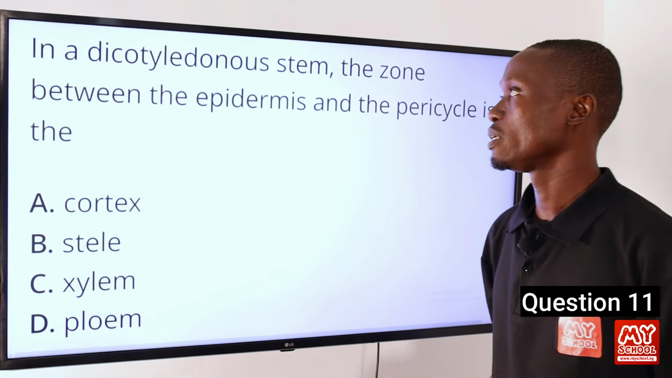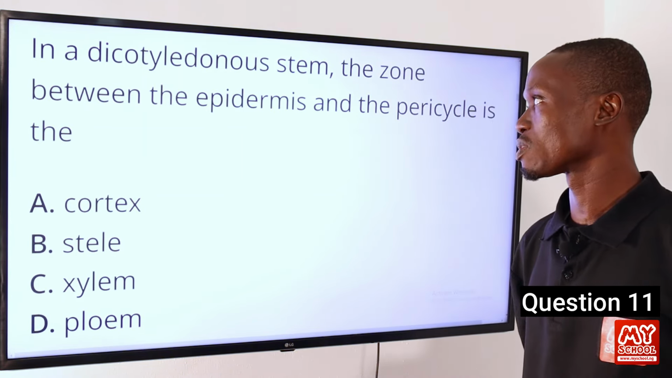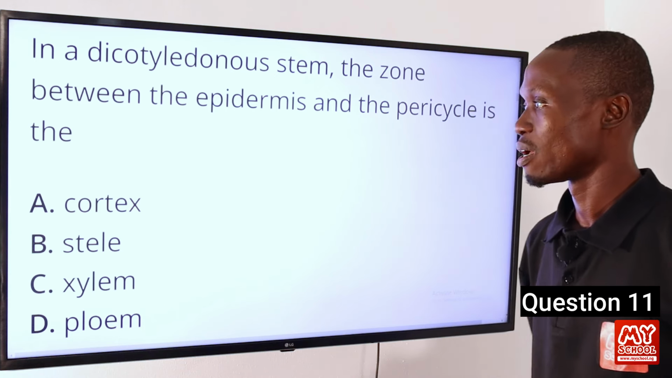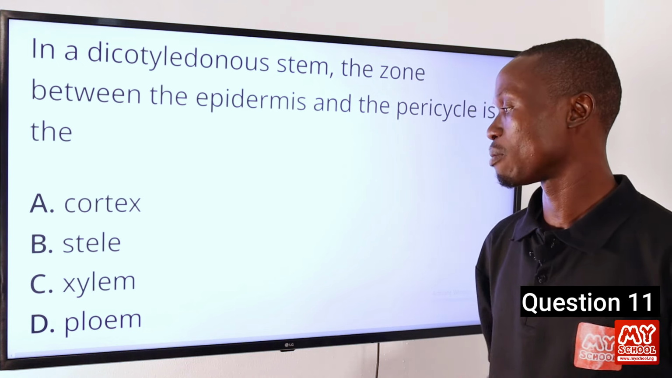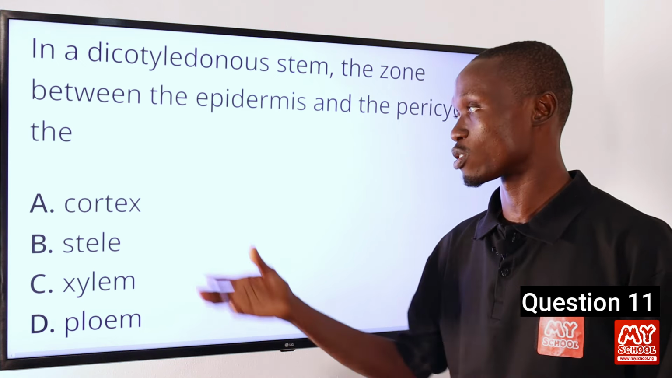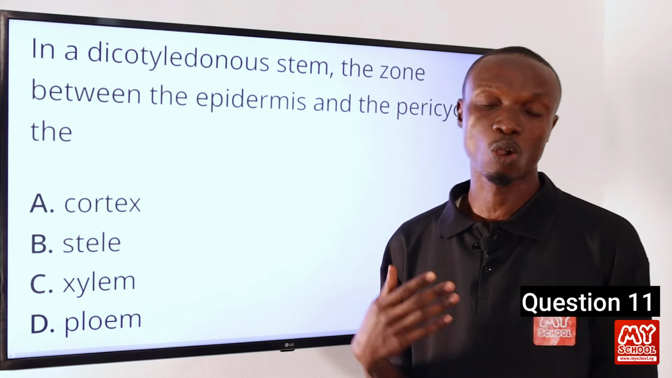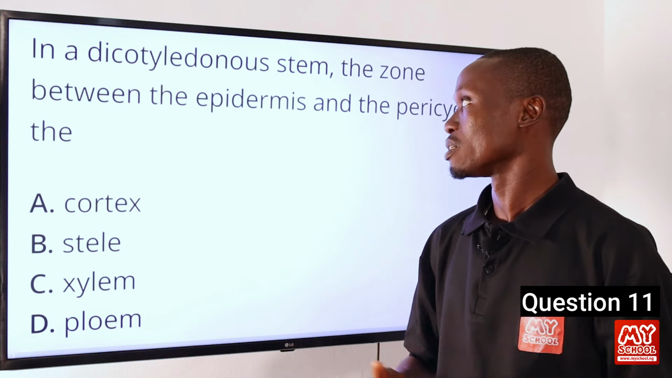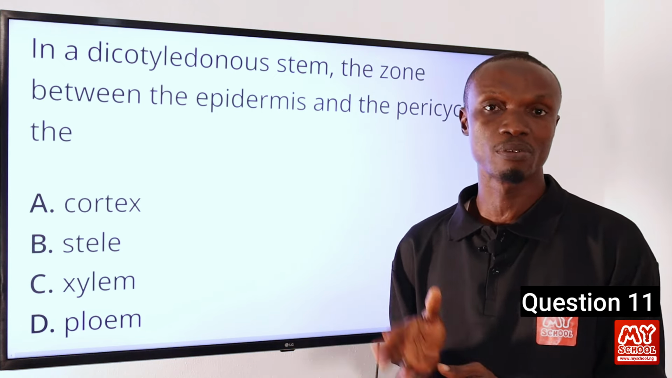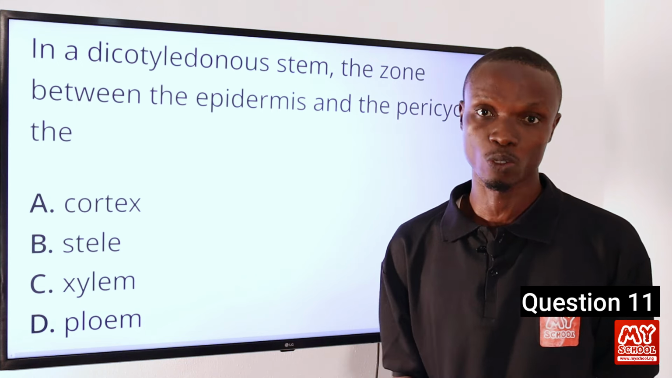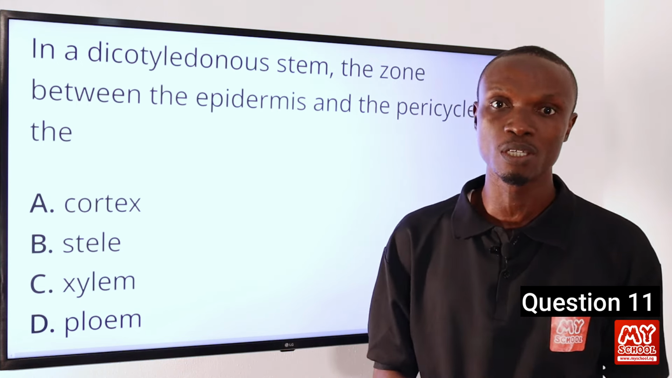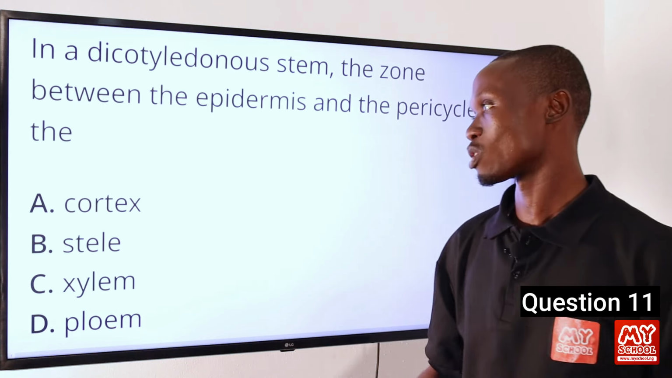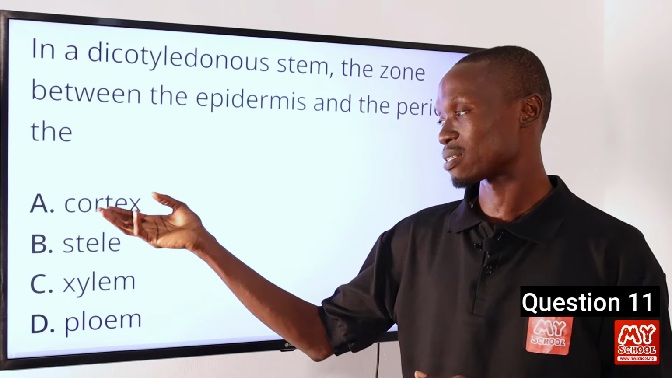Question 11. In a dicotyledonous stem, the zone between the epidermis and the pericycle is the dash. A, we have cortex, B, we have stele, C, we have xylem, and D, we have phloem. So the answer to this question is option A, the cortex. The cortex is a multi-layered group of cells sandwiched between the epidermis and the pericycle. It consists of three subzones. From outer to inner is the hypodermis, the cortical layer, and the endodermis. So that makes option A the correct answer to this question.